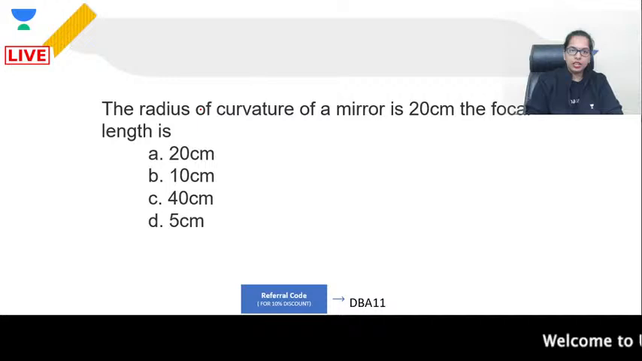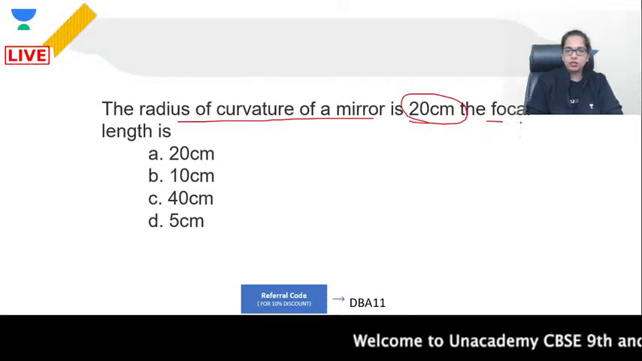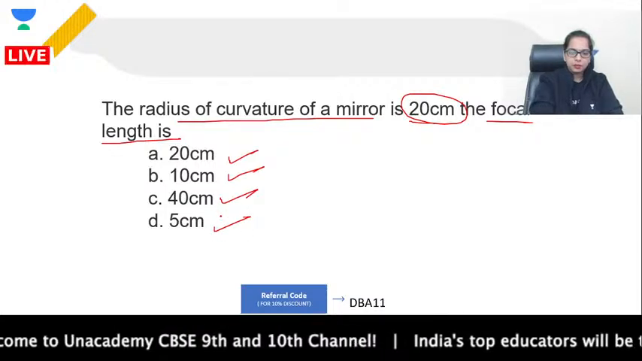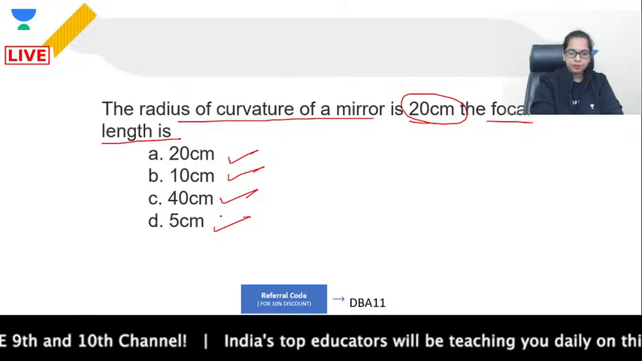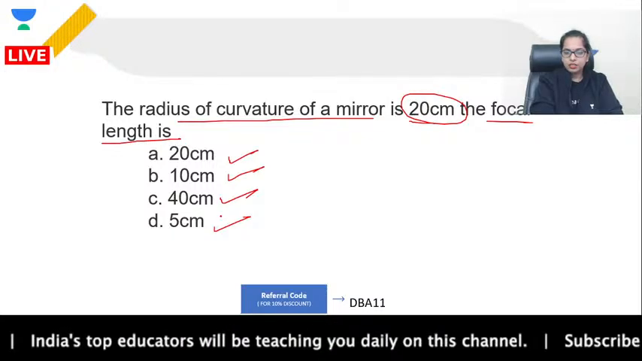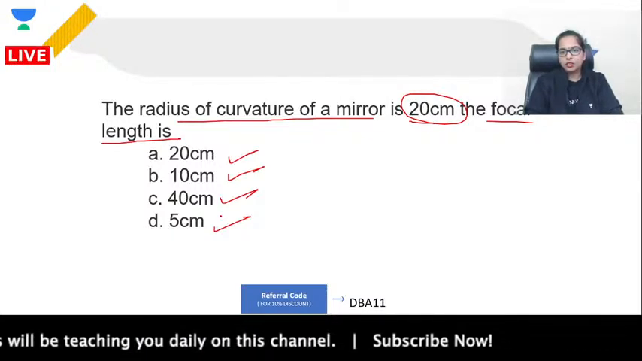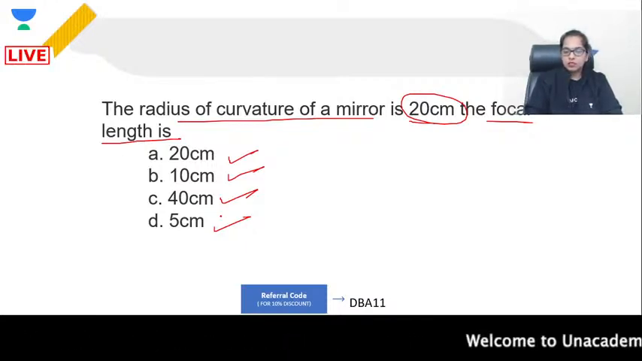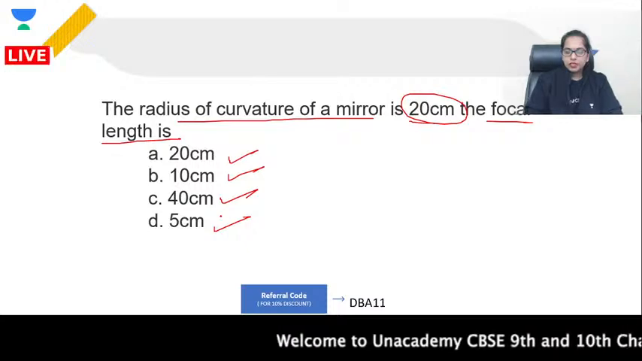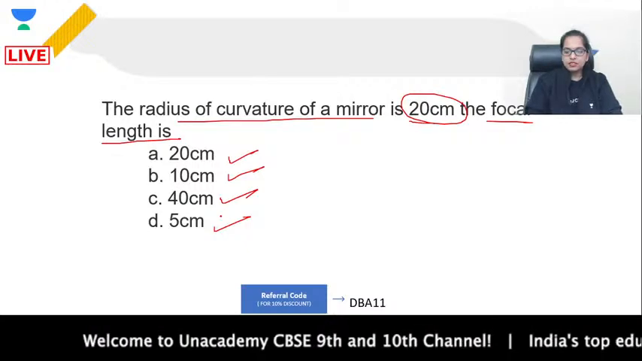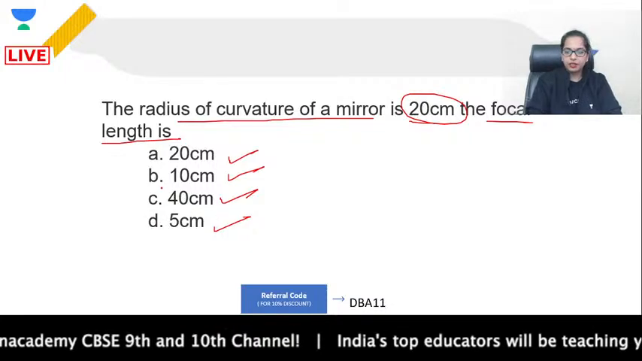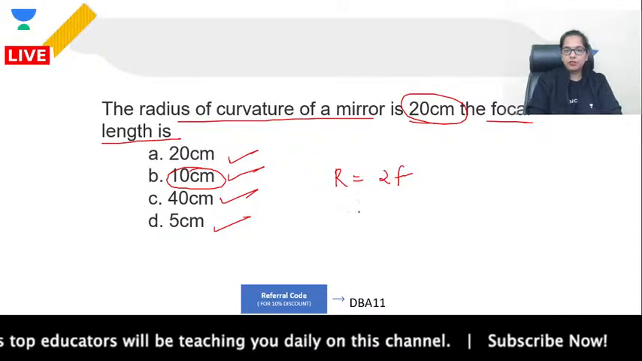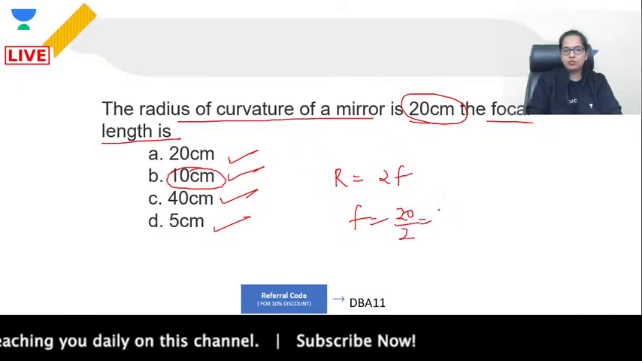Next question. The radius of curvature of the mirror is 20 centimeters. The focal length will be 10, 20, 40, 5. How much? Jaldi se, quickly. The radius of curvature of the mirror is 20 centimeters. The focal length is 20, 10, 40, 5. How much? 10 centimeters. Okay, Saf, what is your answer? 10. Okay, good. It will be 10 centimeters, option B, because radius is 2f. So f will be 20 by 2 equals 10 centimeters.